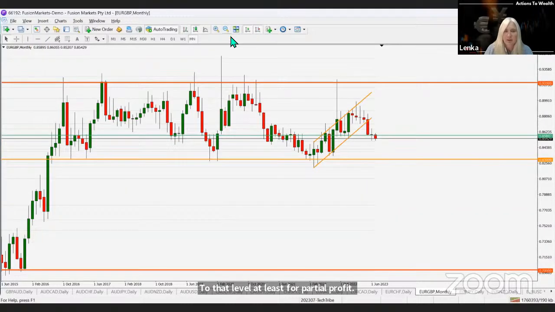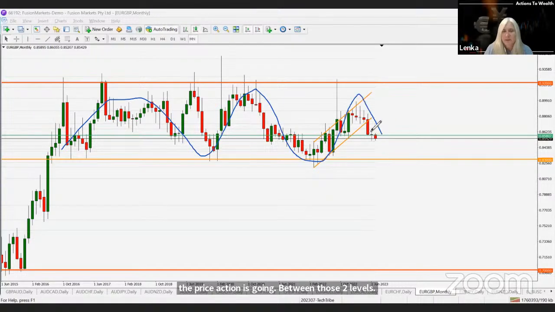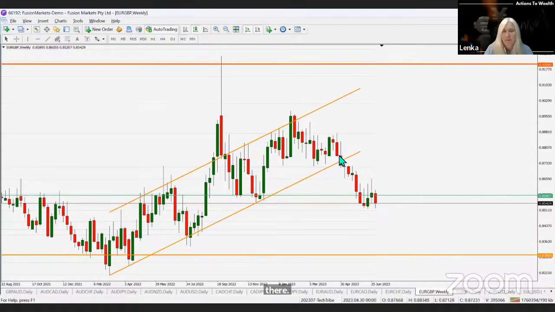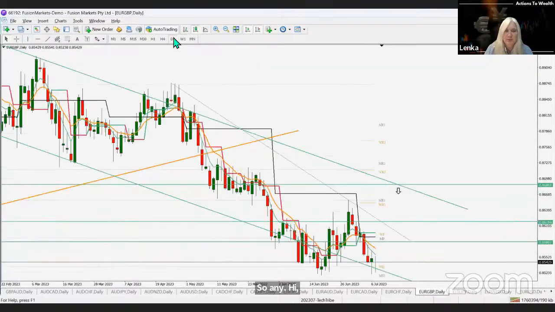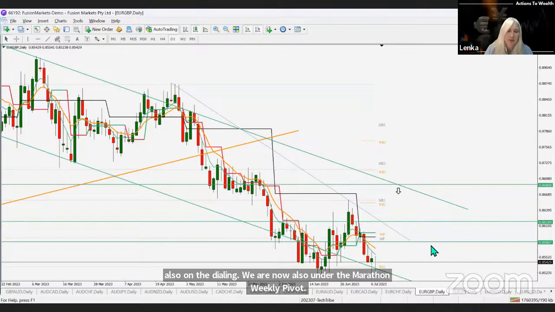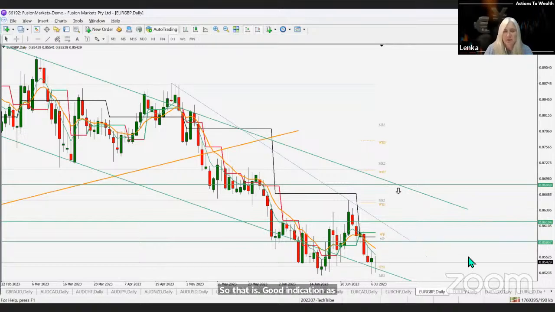This one has a little bit more room in terms of where the price action is going between those two levels, and it has broken from that previous uptrend. So it looks good to potentially go to that level there. On the weekly, we had definitely a break underneath, so any higher lows are short opportunities, and also on the daily. We are now also under the monthly and weekly pivot, which is a good indication that we might keep going lower.